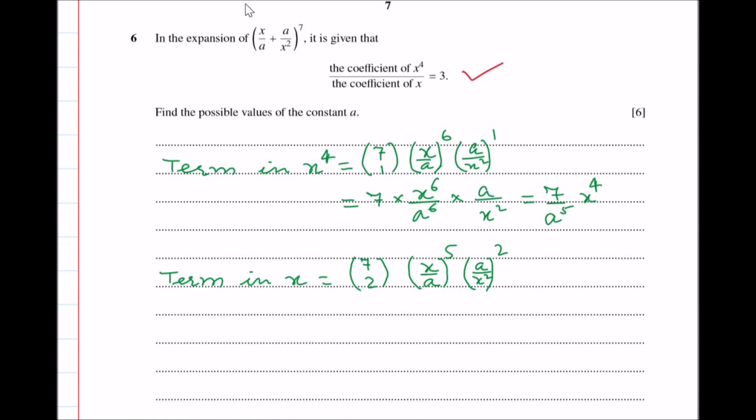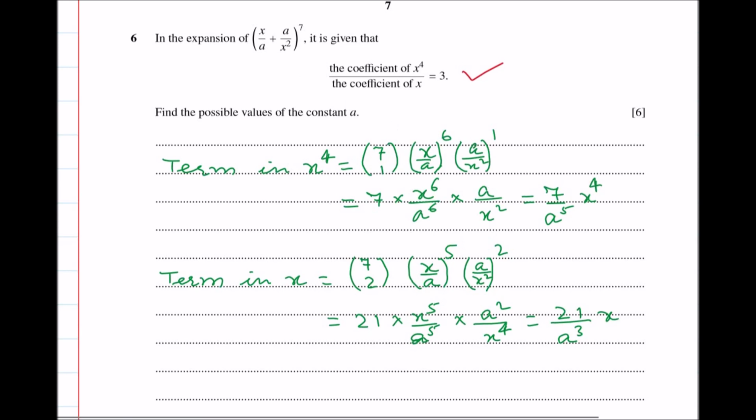Okay, now let us simplify this. 7C2 we get 21. Then x power 5 divided by a power 5 into a square divided by x raised to the power 4. And if you simplify this, we get 21 by a cube, x. Yeah. So we got the term in x⁴ and the term in x. Now we can find the coefficients and compare.